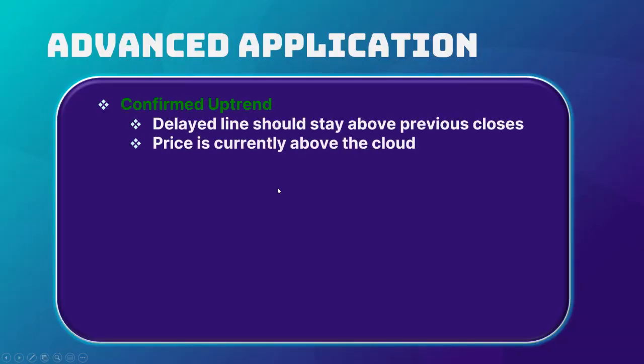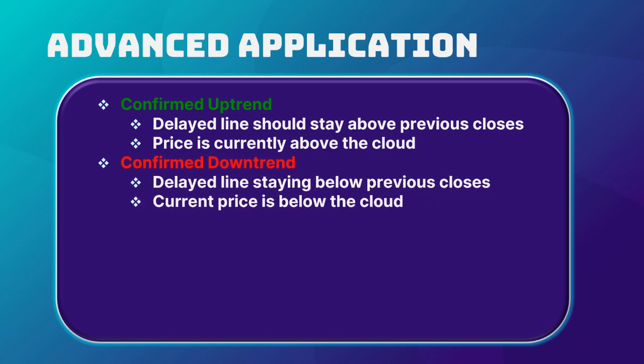So, a more advanced application. This is kind of what I was talking about. You want to wait for a confirmed uptrend. So if you see a confirmed uptrend, price should be above the cloud, as I mentioned, and the delayed line should be going above the previous closes. So you see that delayed line is above the previous closes, confirming an uptrend. If you're in a confirmed downtrend, it would just be the opposite. The price is below the cloud, and the delayed line is staying below the previous closes.